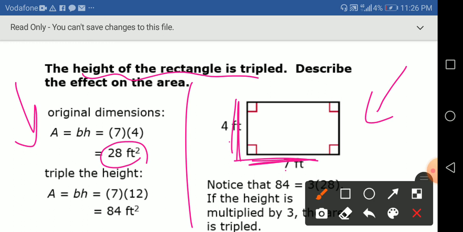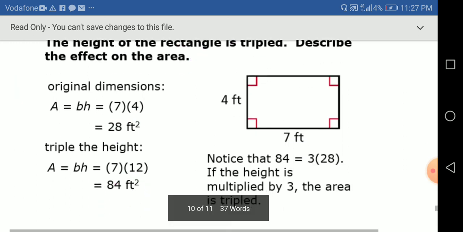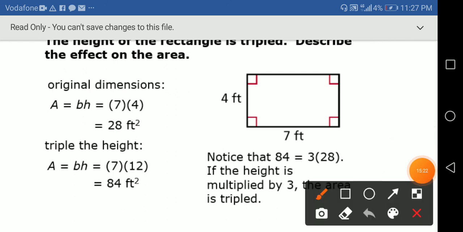What's the change? The height is tripled. Tripled means 4 times 3, so the height now becomes 12 instead of 4. The new area equals base times height, 7 times 12, which is 84 feet squared. Note that this 84 feet squared is the same as the old area, 28, times the change, which is 3.